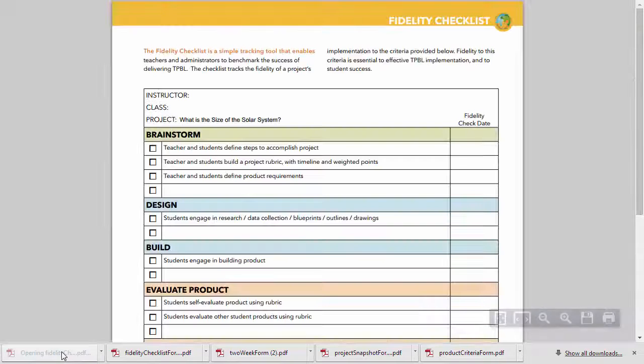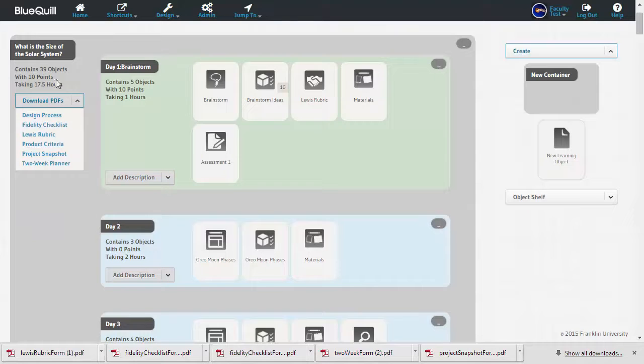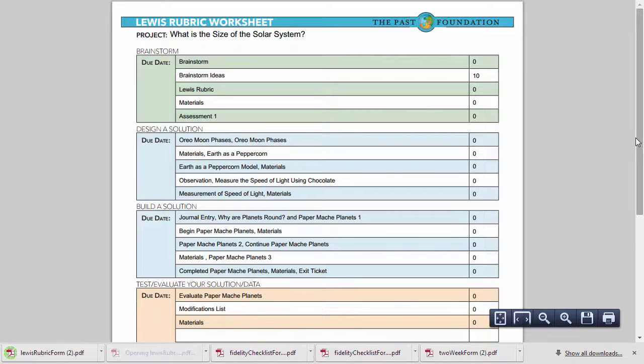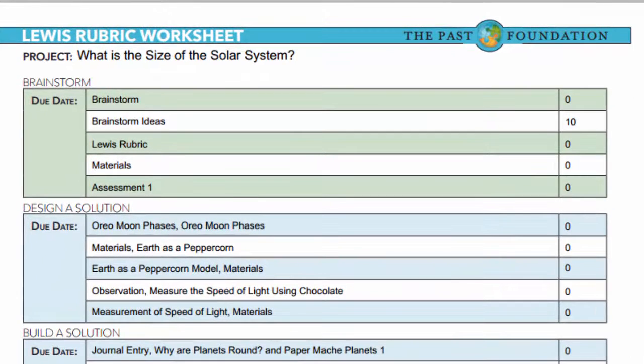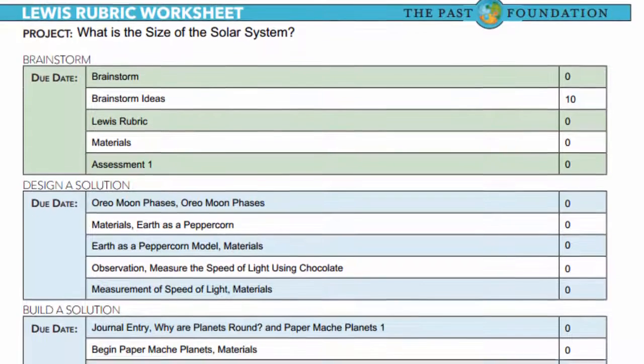This form will list the name of the project. The next form is the Lewis rubric. The structure of this form is similar to the design process form in that the content for each section will populate on the form based on the display names of the corresponding color of the day container.